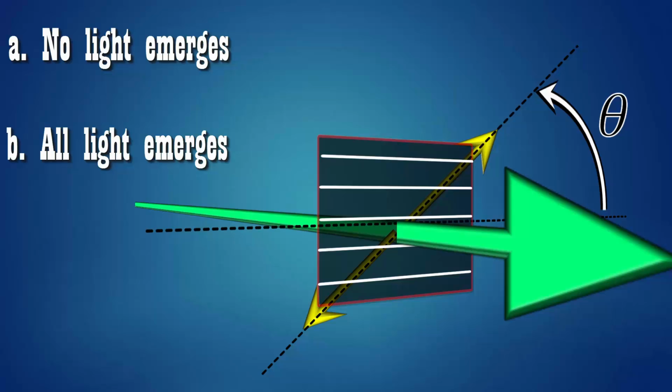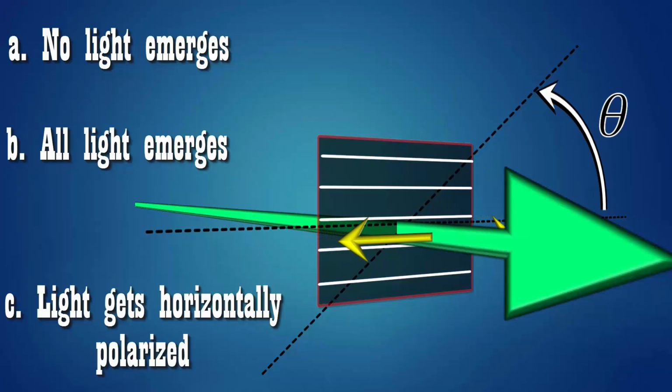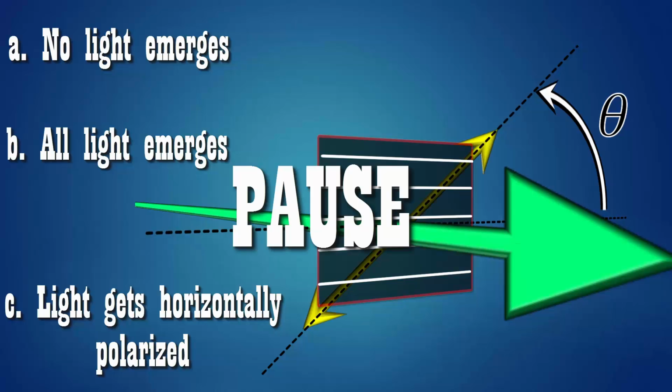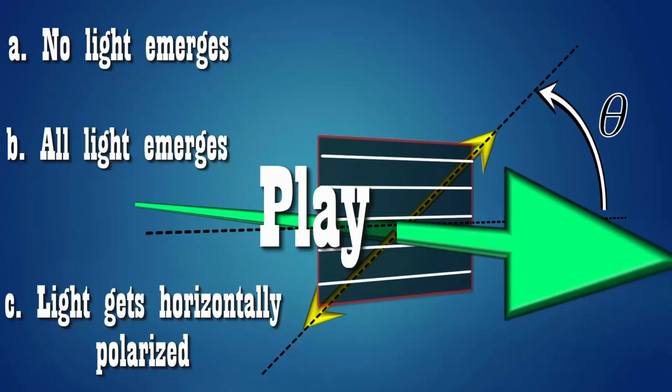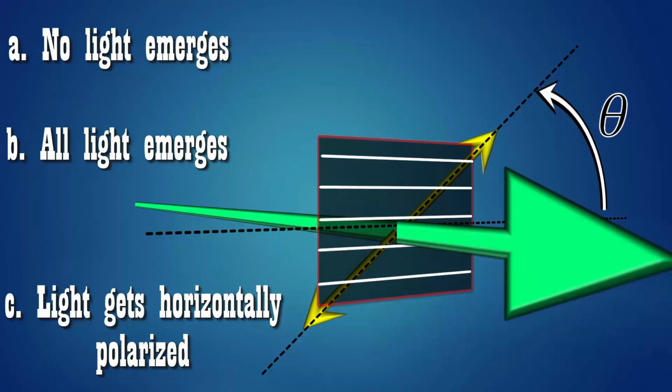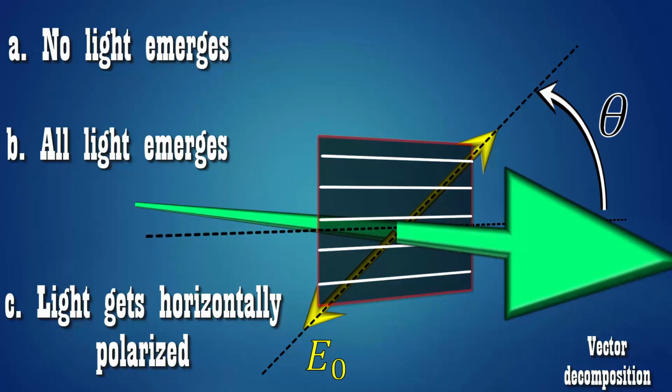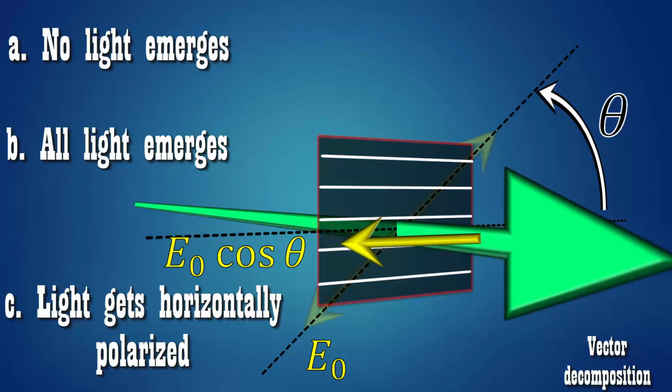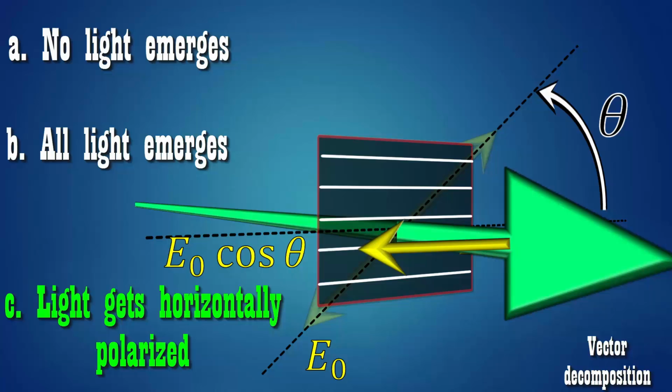C, somehow the outgoing light is now polarized in the horizontal direction. Which one do you think it's going to be? To answer this question, we are going to use vector analysis from our previous episode. Remember that this electric field vector, if it has an amplitude E0, does have a component along the path axis, E0 cos theta. And therefore E0 cos theta gets through. And hence the answer is C, because now the light is polarized in the horizontal direction.